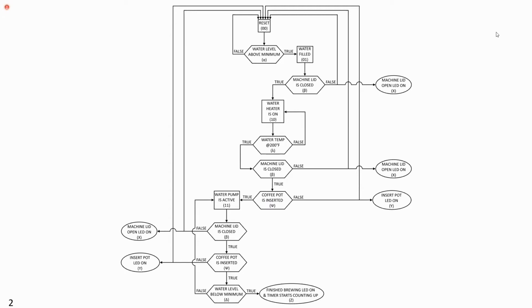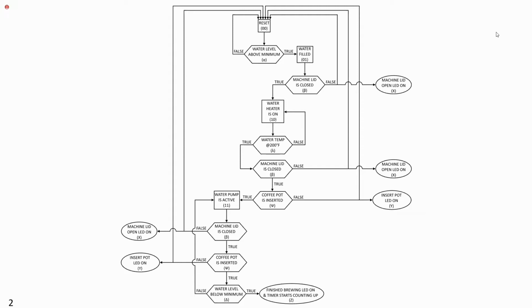As soon as the machine is powered on, that's its default. From there, it'll go to a condition to see if the water level is filled up. If it is, it'll go into the next state of saying that it is filled. Then it'll check to see if the machine lid is closed. If it's not, it goes back to reset and turns on an LED. If it is closed, it then starts heating up the water.